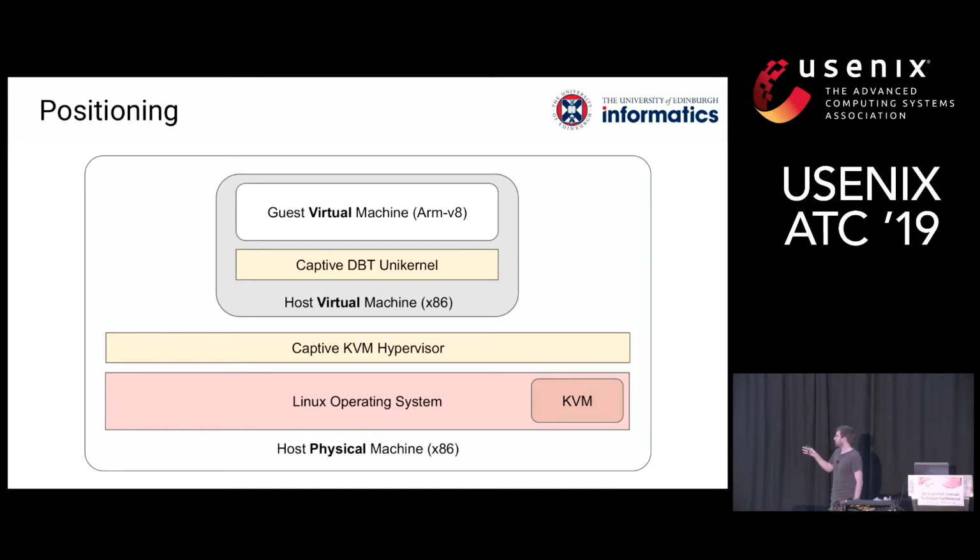So you've got Linux with KVM. And then the KVM hypervisor, the hypervisor portion of Captive, runs as a normal application in your operating system. And that's what you interface with when you want to start your virtual machines. You say, Captive, give me an ARM virtual machine.